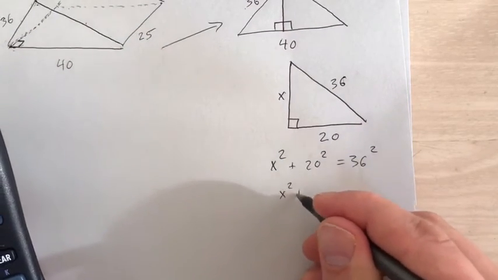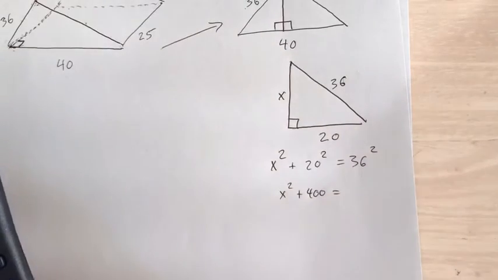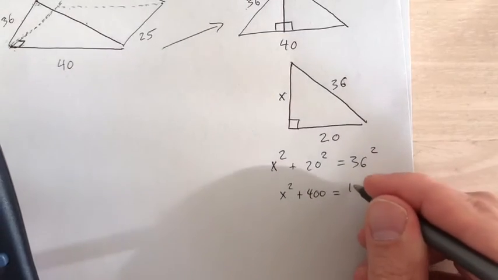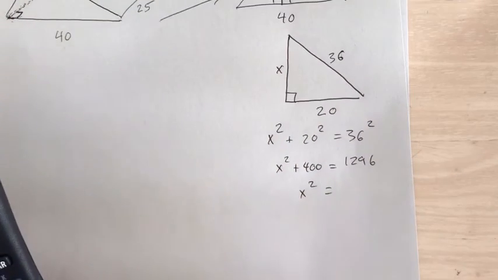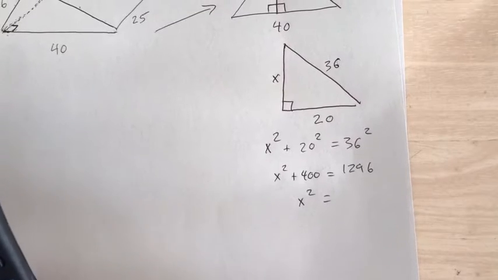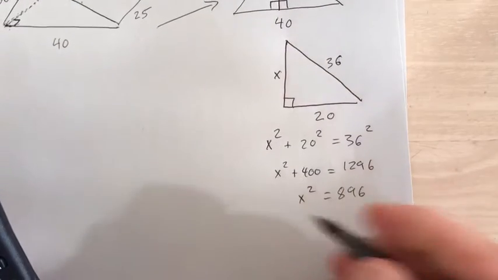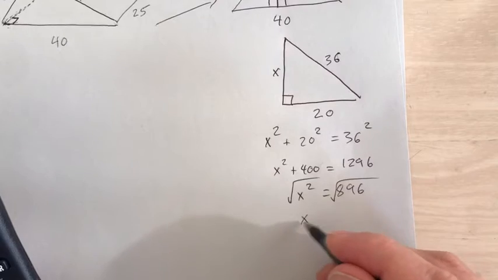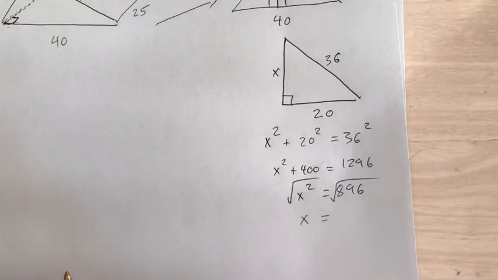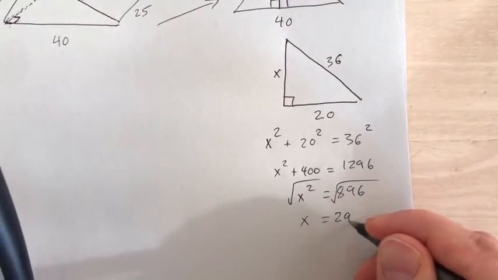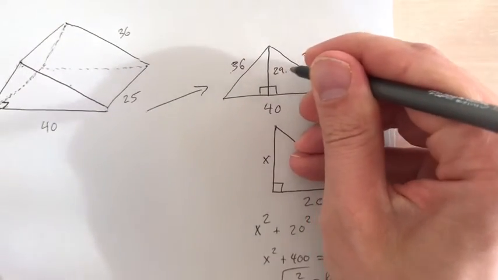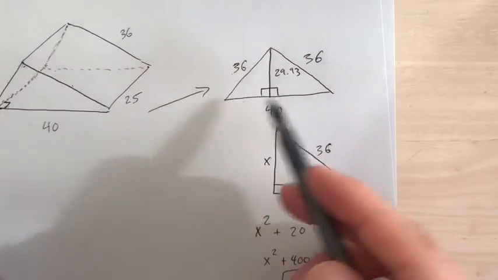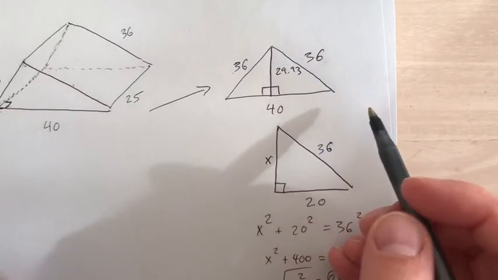So x squared plus 400 equals 36 squared, which is 1,296. You would subtract 400 from that, and that would give you 896. You could square root both sides, and x would be 29.93. So the height of this triangle, 29.93, could then be used to get the area of the triangle.